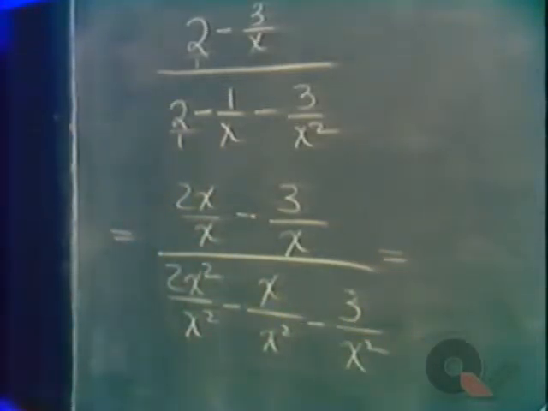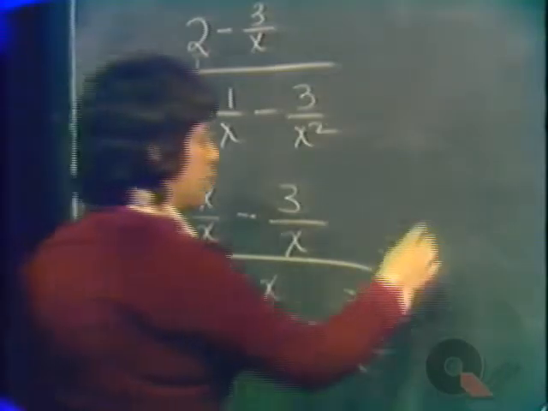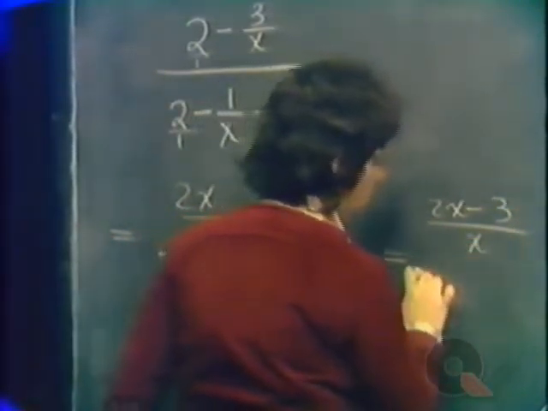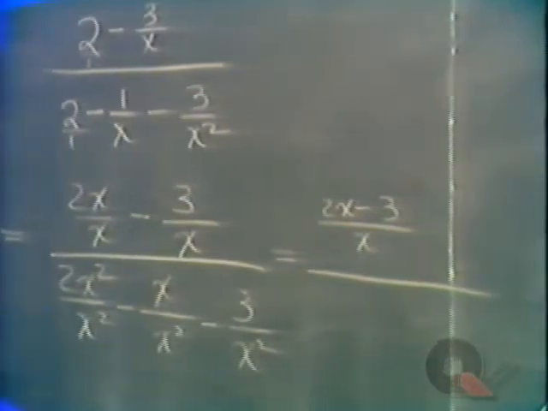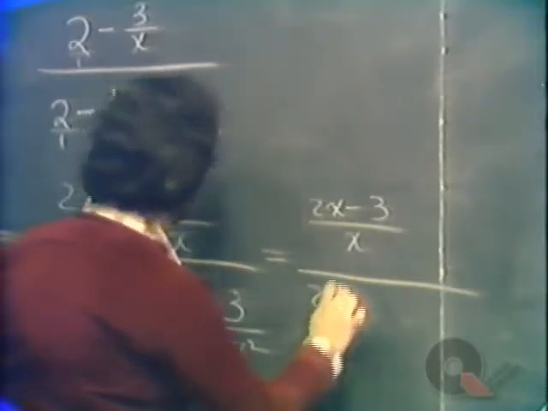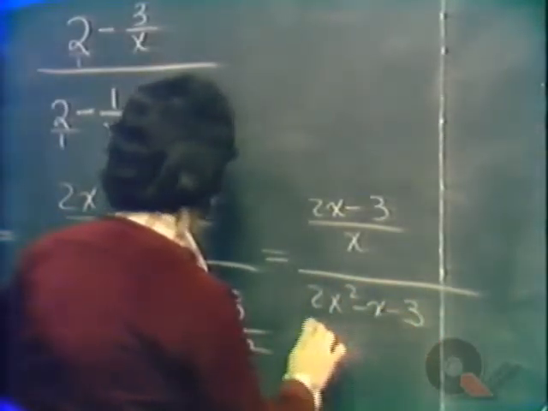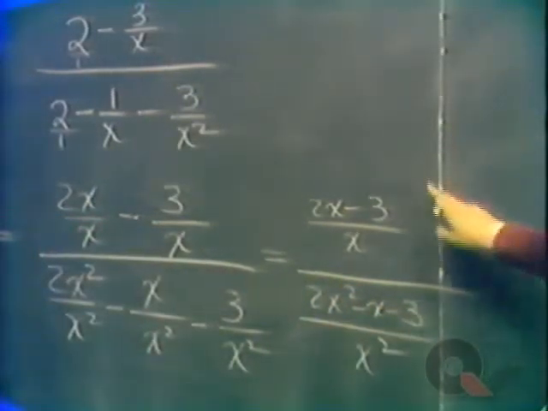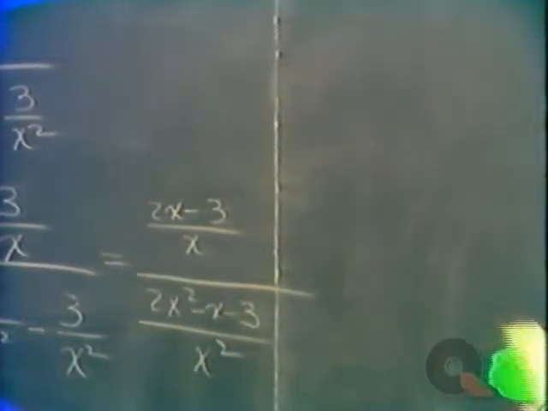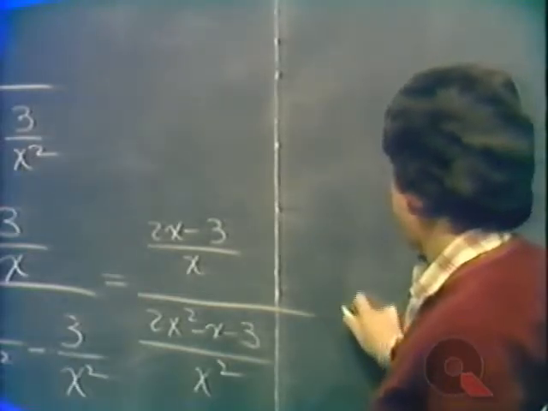We now have 2 fractions upstairs having the same denominator. We can combine over that denominator, giving us 2x minus 3 over x. And downstairs, 3 fractions with the same denominator. We can combine numerators and put it over the common denominator. All right, now to divide fractions like this, we know we're going to invert and multiply. So let's see.